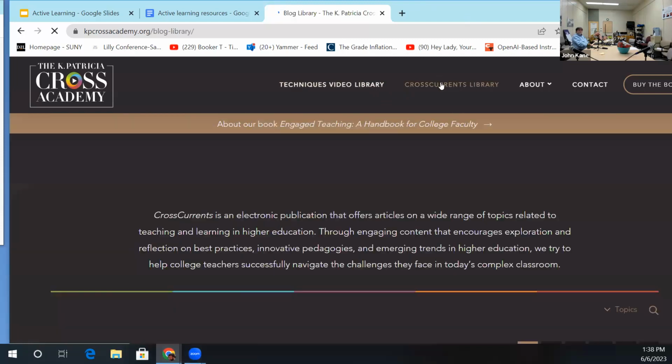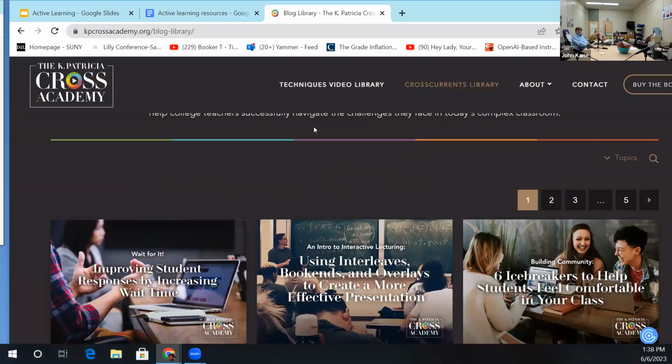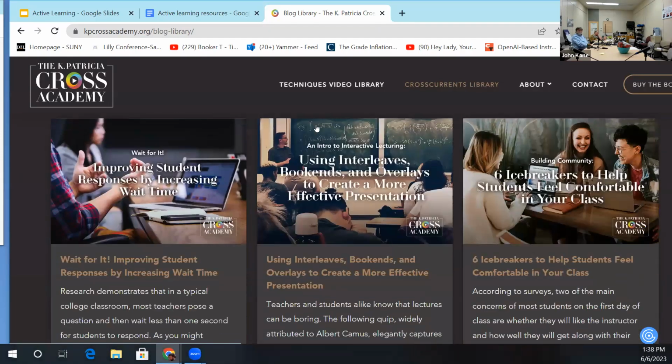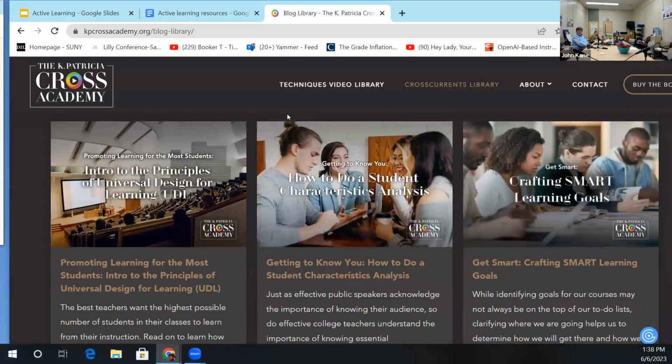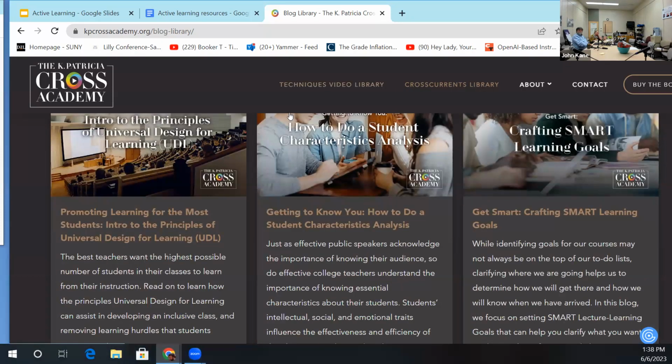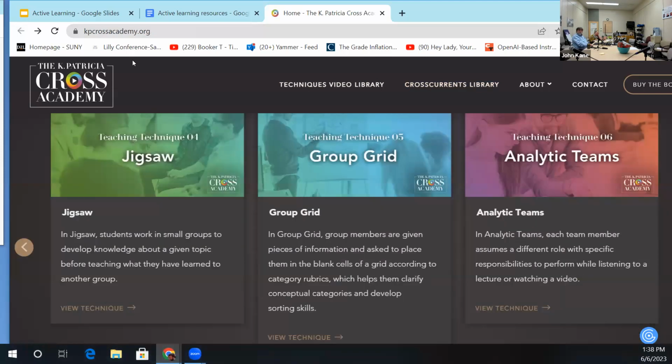But the Cross Currents library, I'm trying to remember what that is. Okay, so that offers articles on various things. So here's some other materials that they keep adding more resources to. These weren't here the last time I looked, I don't think. So this is other guidance about teaching and learning and effective class design.